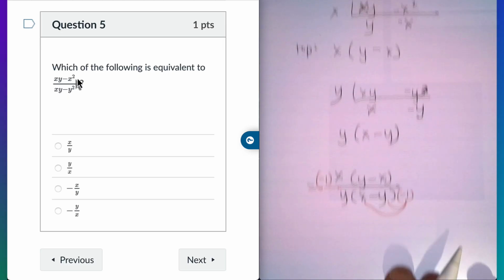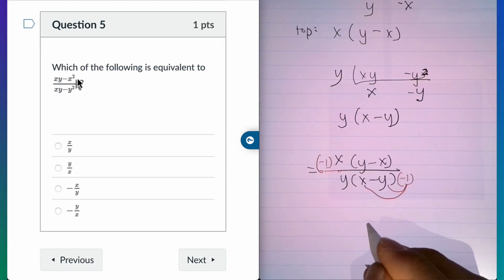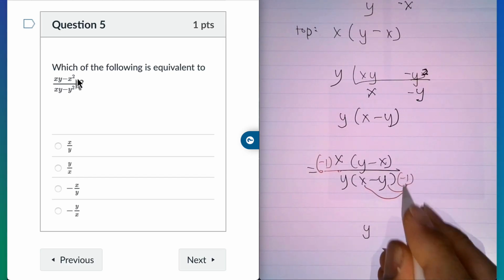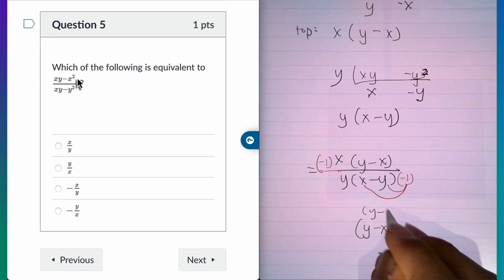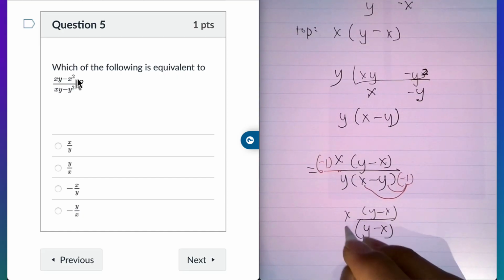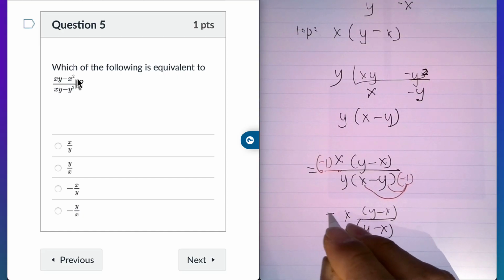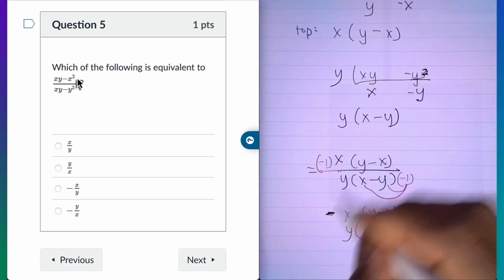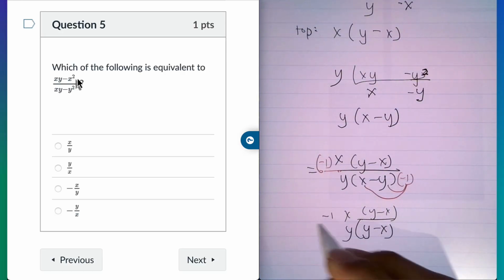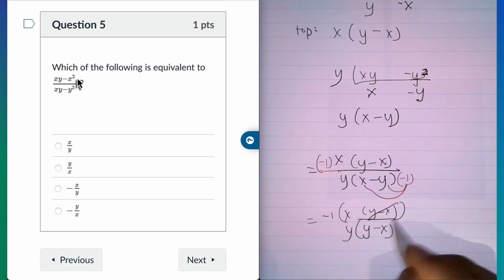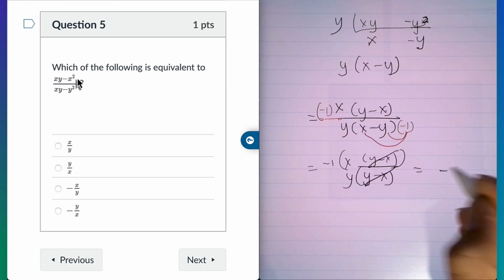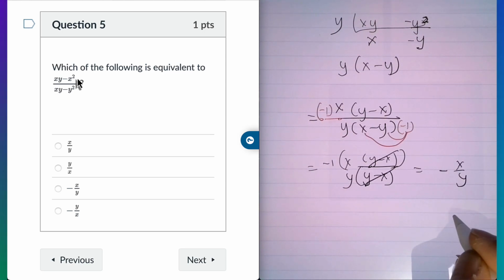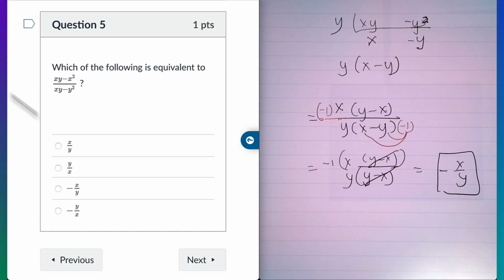So when you distribute negative 1 with x and negative y, you're gonna get y, because negative y times negative 1 will be positive y, and negative 1 times x will give you minus x. And that's what I'm talking about here. They are the same, which allows you to cancel out. Okay, let's cancel that out. And negative 1 times this expression will have minus x over y. So your answer should be C here.